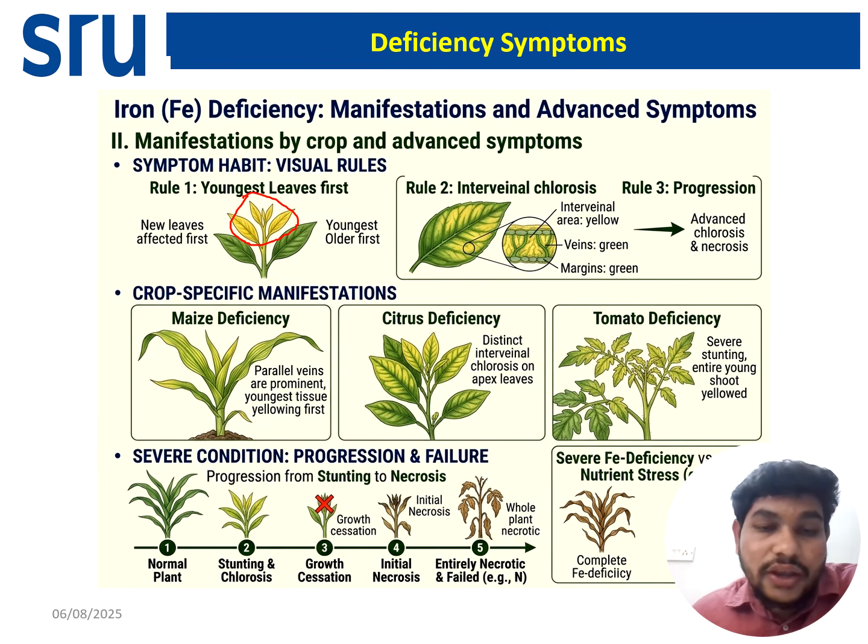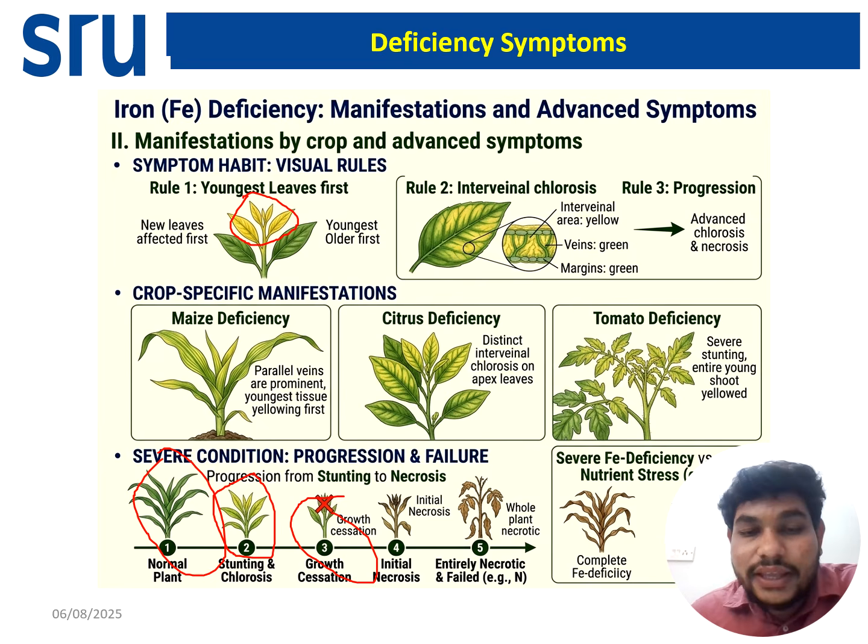This is common. If you see the normal crop here, it is green. Then if iron deficiency is there, there is yellowing of the top portion, then stunting of growth, then necrosis, where the tissue becomes brownish in color, and then death of the plant. So these are some different symptoms that mostly occur in the plant.